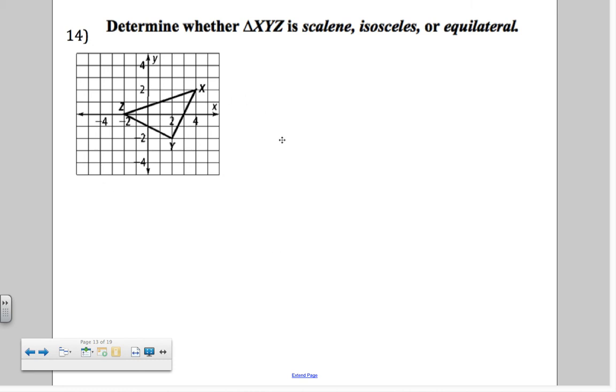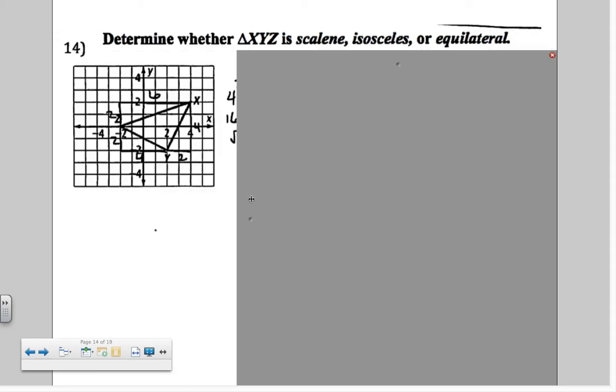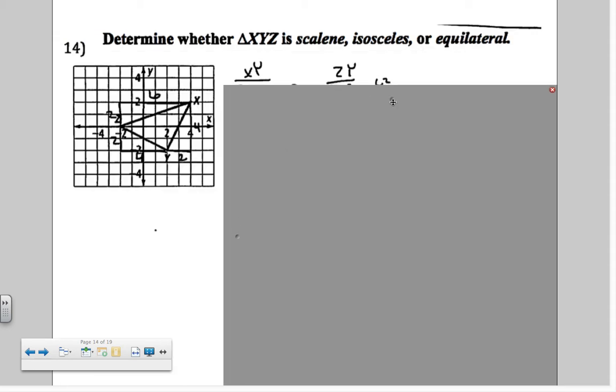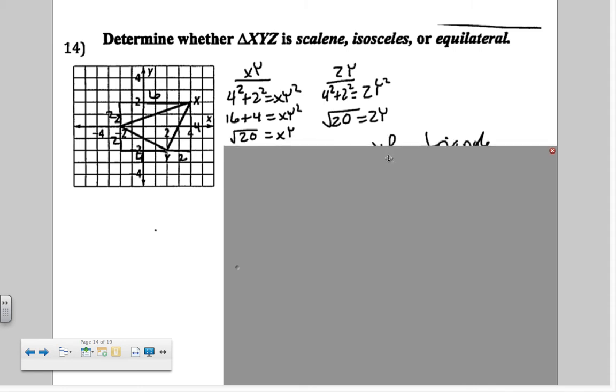Looking at this triangle, we're going to find the length of each side. So if I want to find XY, I went down 4, to the right 2, so I do the Pythagorean theorem, 4 squared plus 2 squared. I get 16 plus 4, that's 20. Square root of 20. So I know XY is square root of 20.